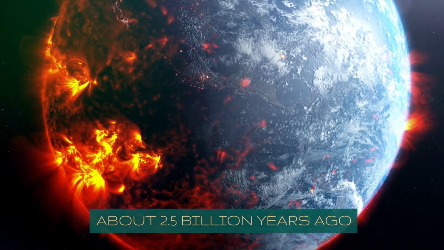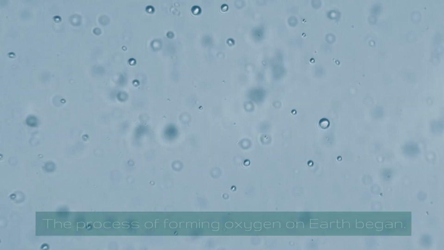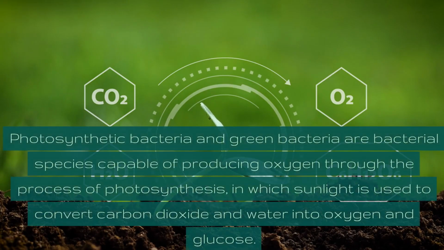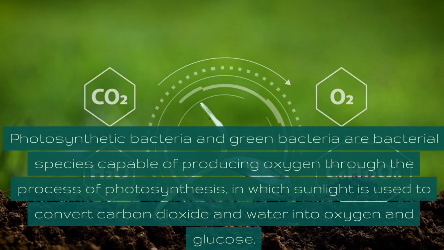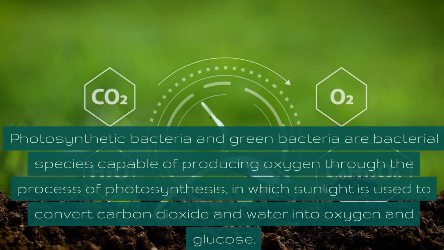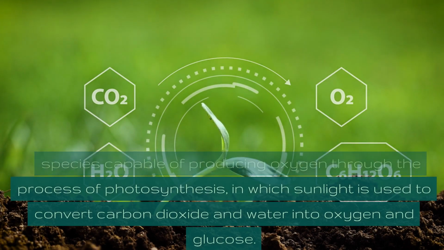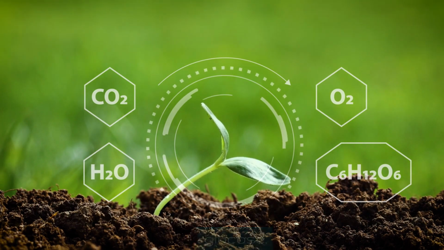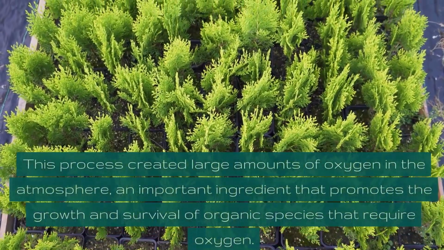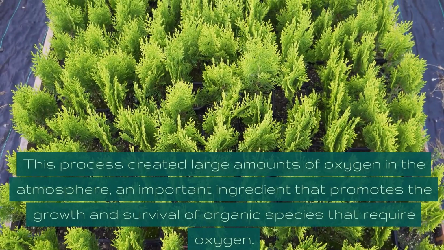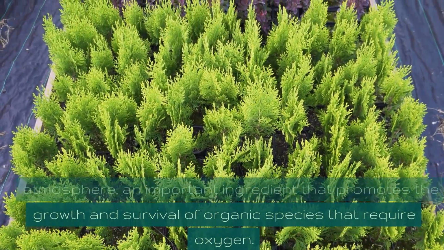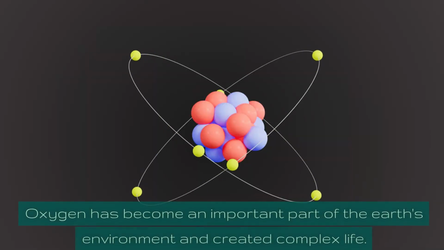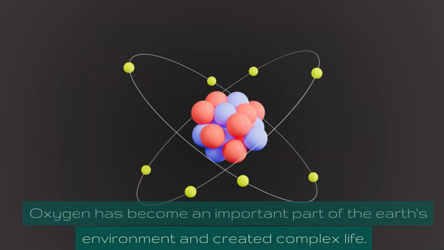About 2.5 billion years ago, the process of forming oxygen on Earth began. Photosynthetic bacteria and green bacteria are bacterial species capable of producing oxygen through the process of photosynthesis, in which sunlight is used to convert carbon dioxide and water into oxygen and glucose. This process created large amounts of oxygen in the atmosphere, an important ingredient that promotes the growth and survival of organic species that require oxygen. Oxygen has become an important part of the Earth's environment and created complex life.